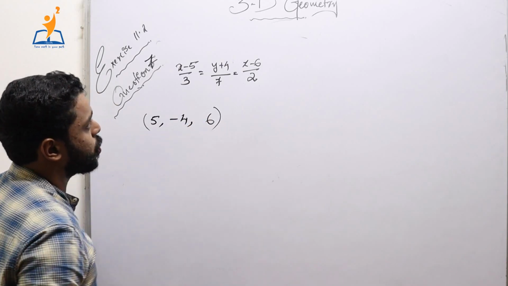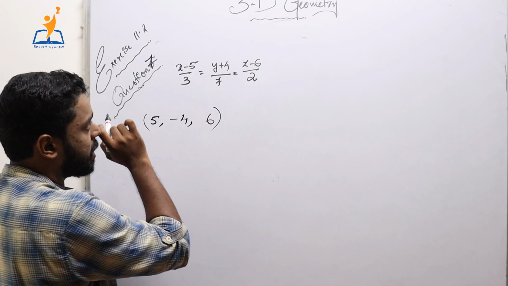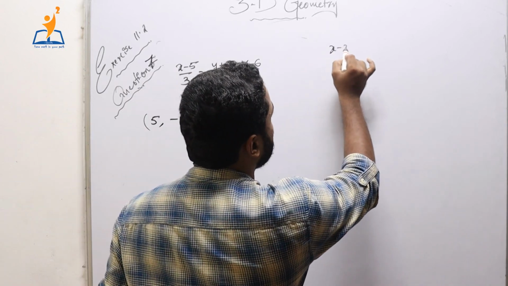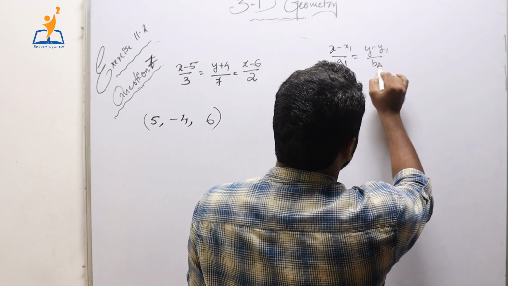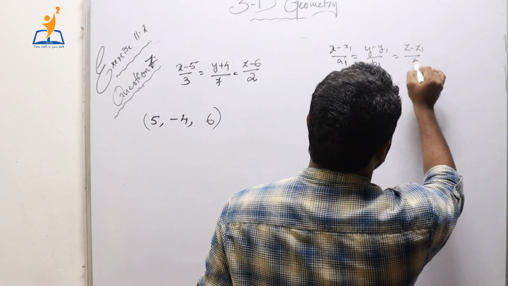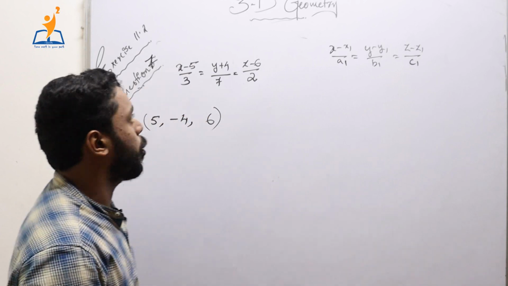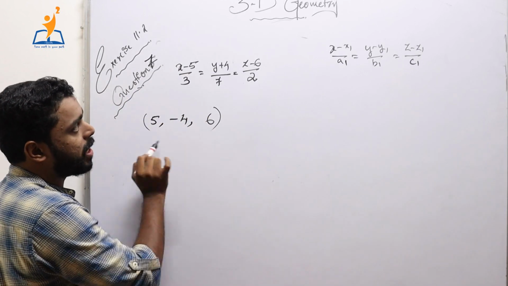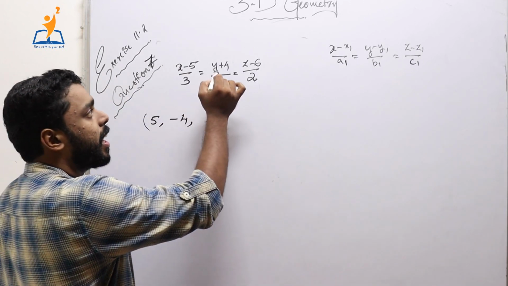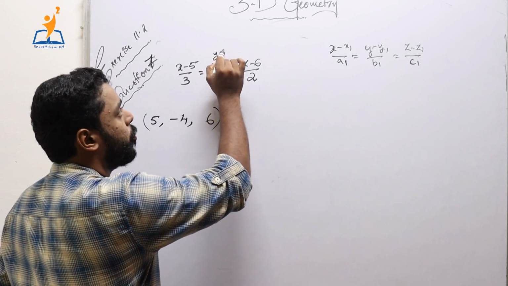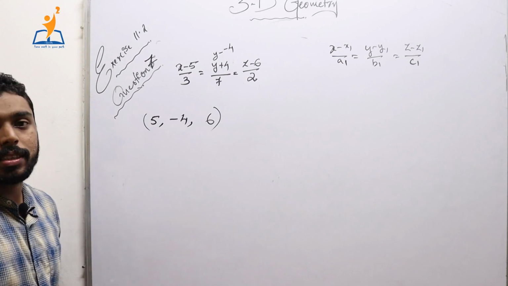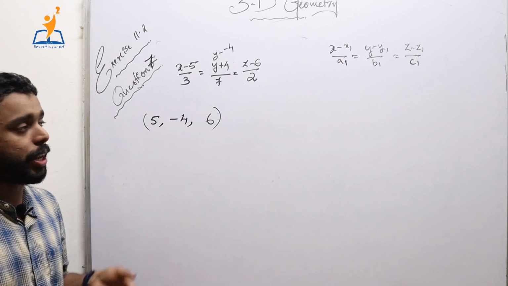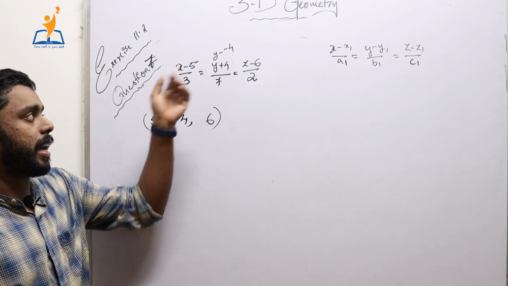Right, the line passes through. See, x minus 5 is our standard form: (x minus x1) by a1 equal to (y minus y1) by b1 is equal to (z minus z1) by c1. Remember the standard form, so that we can easily calculate the points by which the line passes. Here given y plus 4, actually this is nothing but y minus (minus 4). That's why I took minus 4 as the coordinate of the point. Now this is the point by which the line passes.